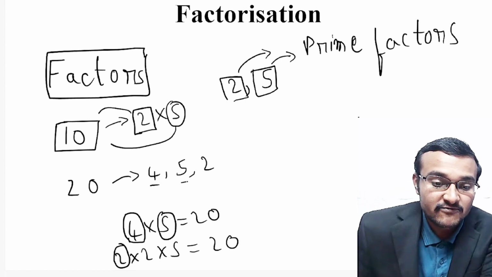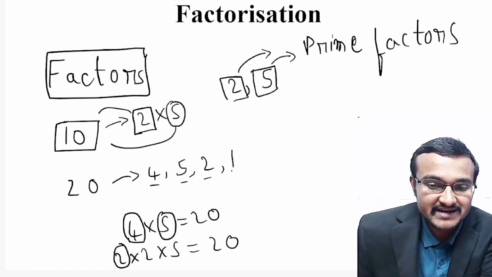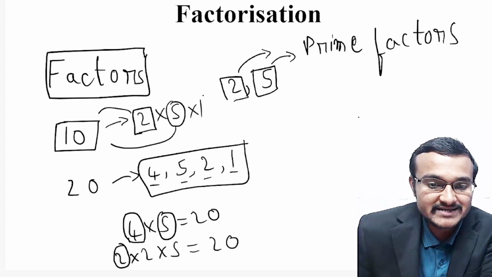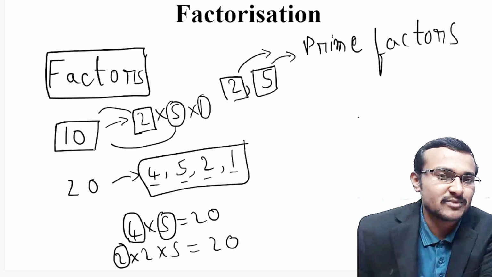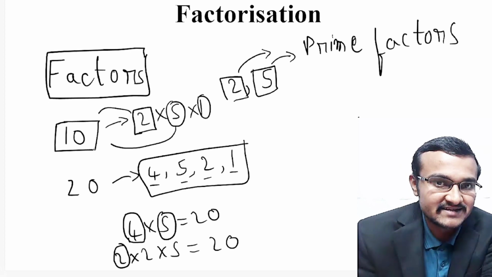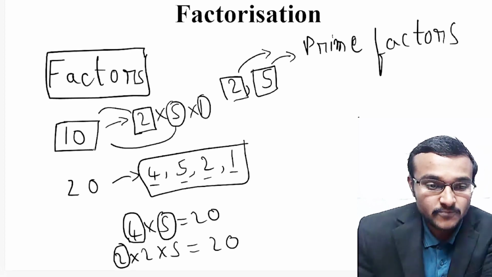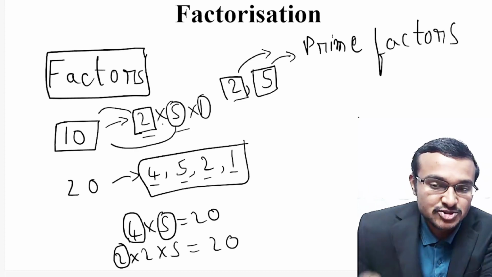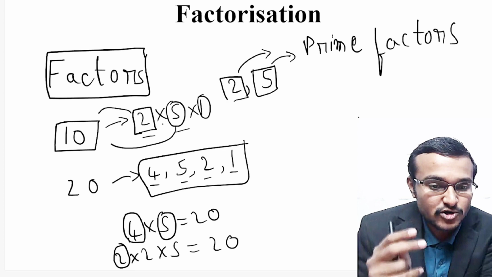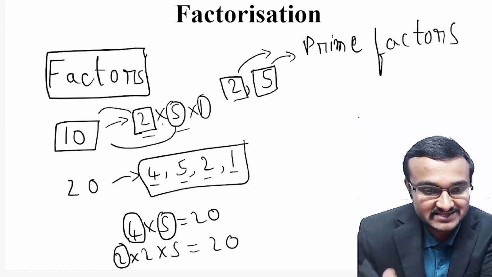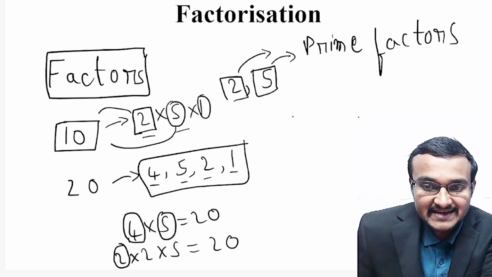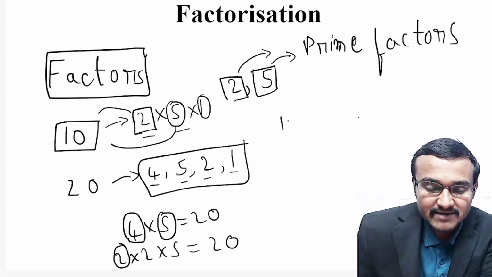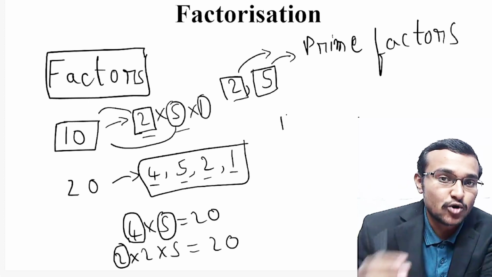Here 4, 5, 2 and even 1 are factors of 20. Also, 1 is a factor of 10, because if you multiply 1 with anything, you get the same answer. So here 2 and 5 act as factors of 10. In other words, if you want to understand factors more easily, factors are any numbers or prime numbers which can divide a particular number into a whole number.